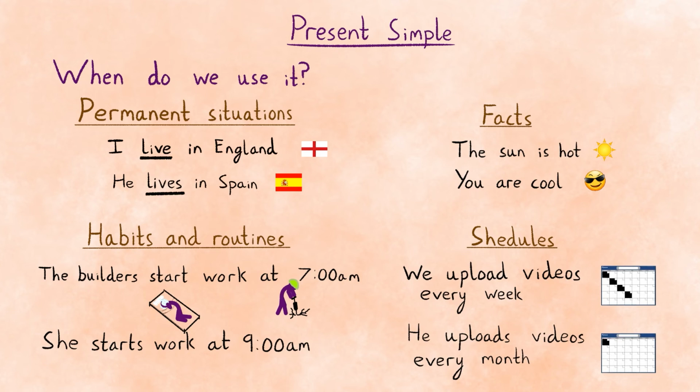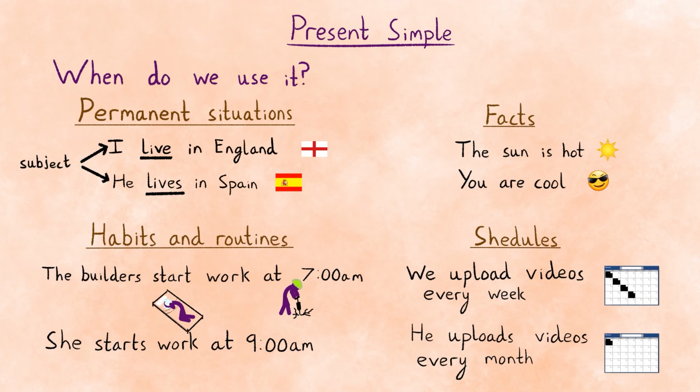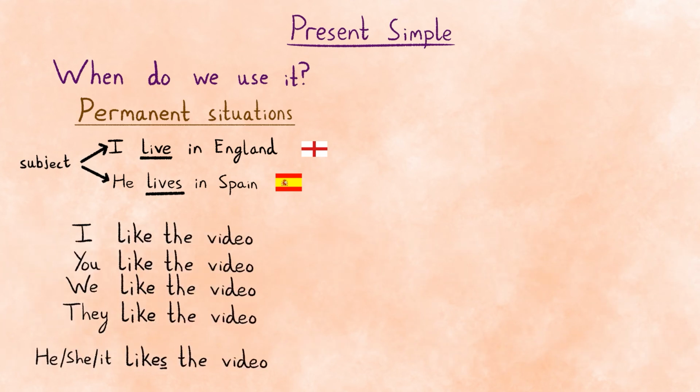As you can see, the verb form changes depending on the subject. We have one verb form for I, you, we, and they, and another verb form for he, she, and it. So we can say, I like the video, you like the video, they like the video, we like the video, or he likes the video, she likes the video, it likes the video.